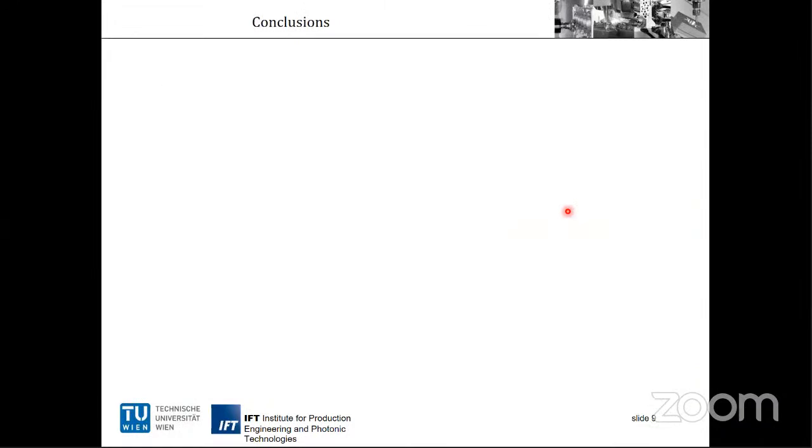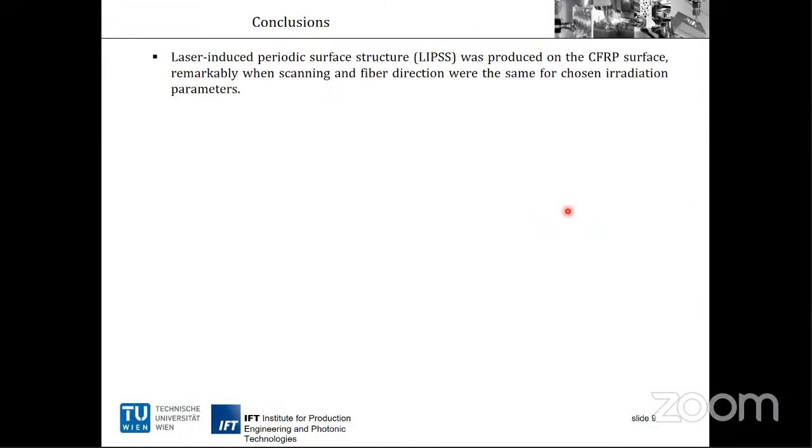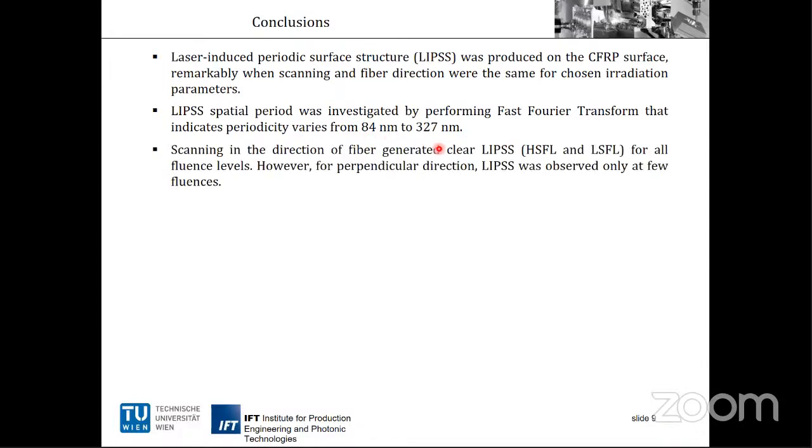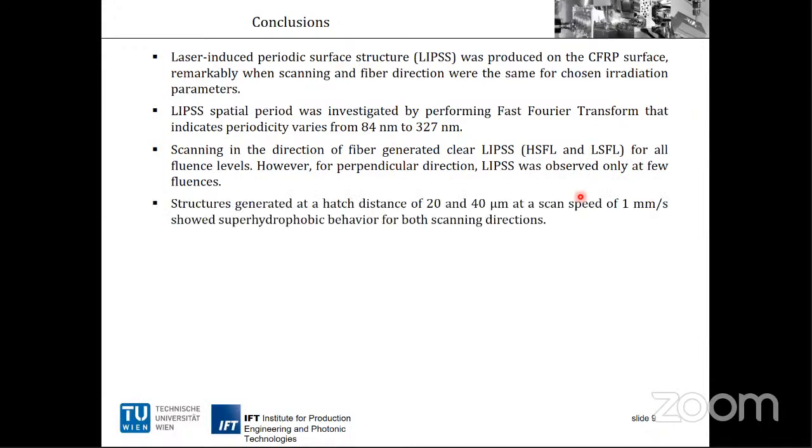So here are the conclusions. We generated LIPSS all over the surface, and we scanned in two different directions. We observed LIPSS periodicity varies from 84 nanometer to 327 nanometer. Particularly, we have seen that two kinds of LIPSS formed when the fiber and the scanning direction are the same, but in the perpendicular direction, only a few parameters show LIPSS formation.